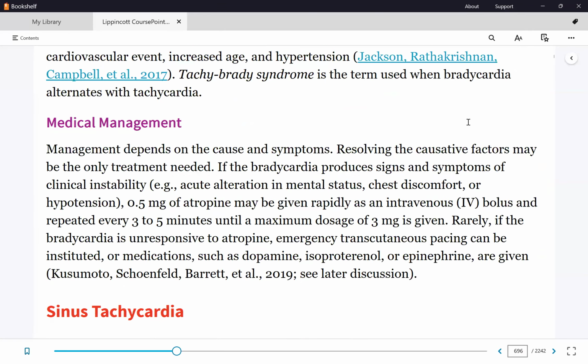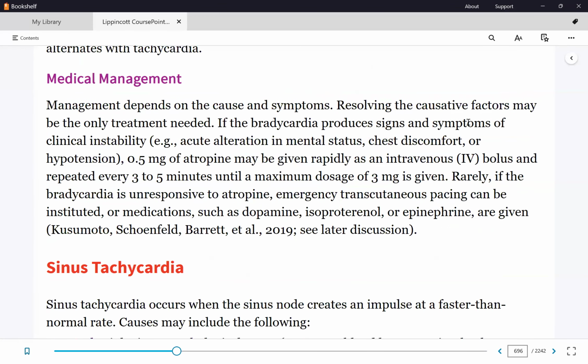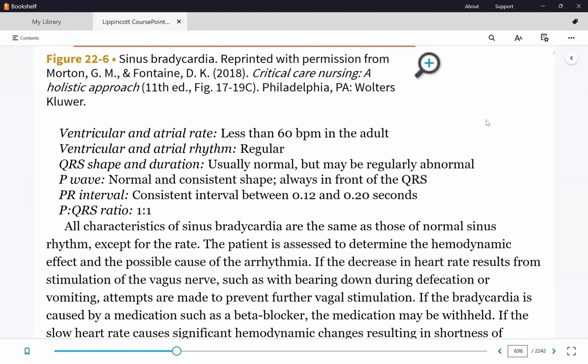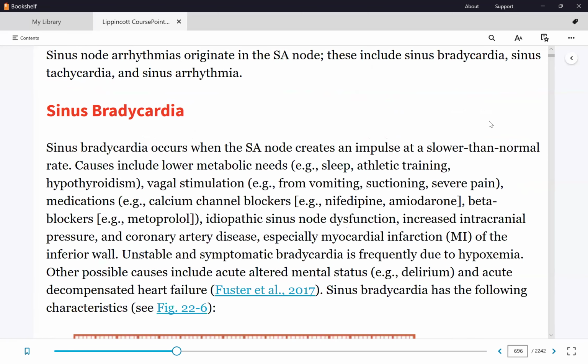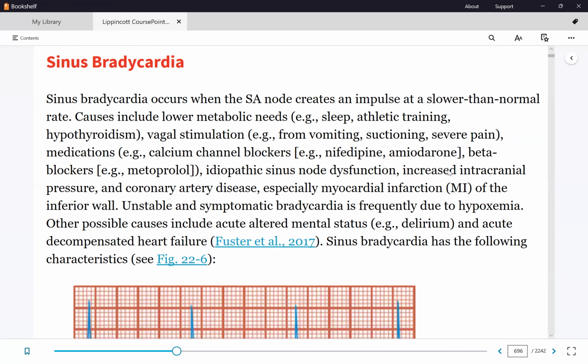So here under management, what does that say? First statement, just like I said, depends on cause and the symptoms. Patients with no symptoms, do we need to treat it with medication? I mean, no. So what do we do? Find the possible cause. So you have the possible causes here. Can we look for the possible cause? Yeah, and if we can afford to eliminate it, such as if it's caused by a beta blocker, can we hold the beta blocker? Can we adjust the dose, lower it maybe? And so on and so forth.